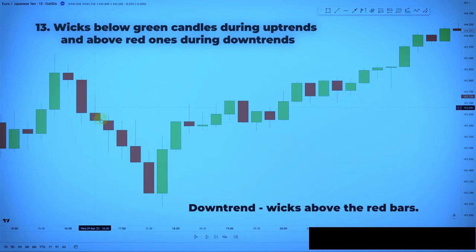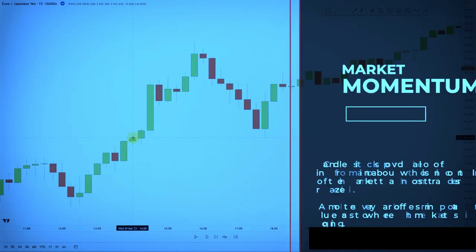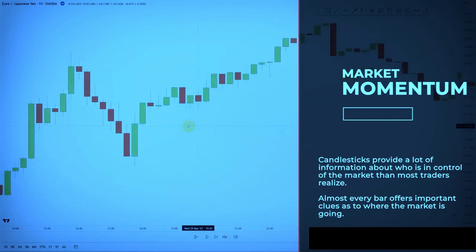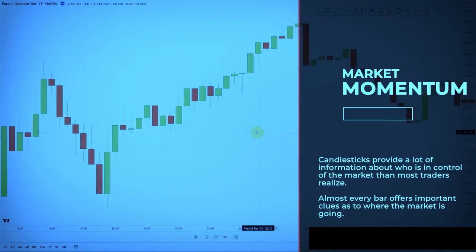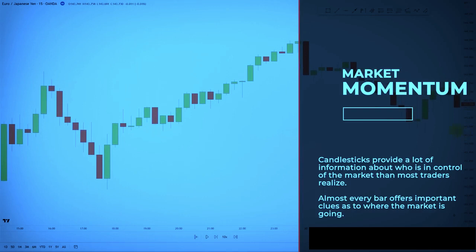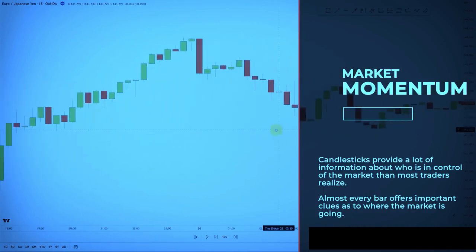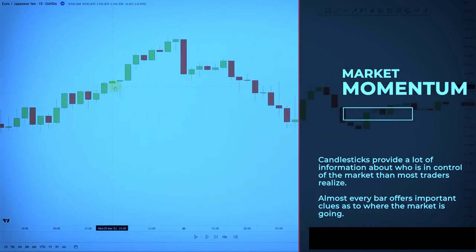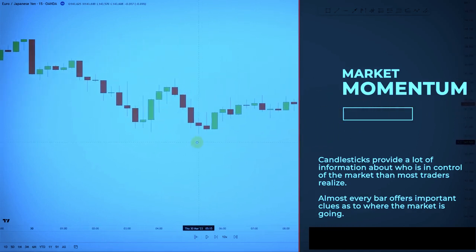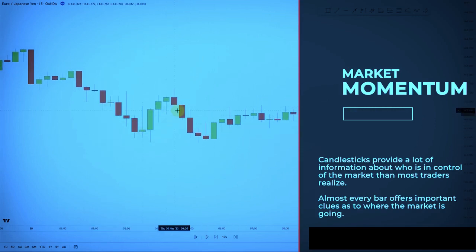of the buyers. I hope you realize that candlesticks provide a lot more information about who is in control of the market than most traders realize. Almost every candle offers important clues as to where the market is going. Stay close, because in a future module, we'll add the volume component for this analysis.